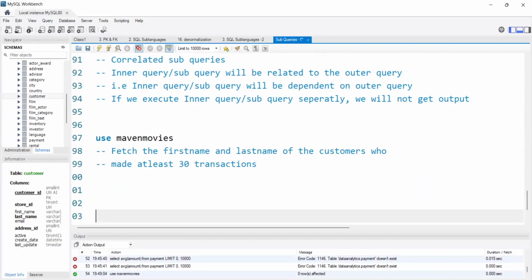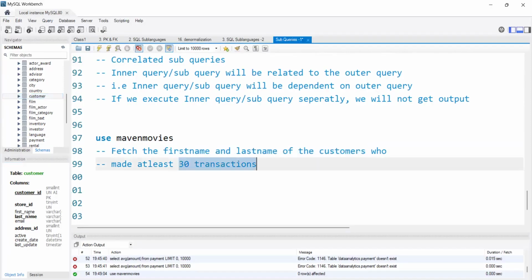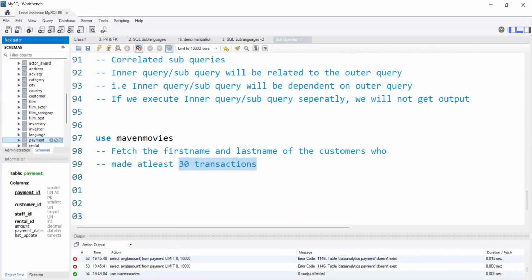That means I'm talking about the customer table. In the customer table only, I have first name and last name columns, right? I'm talking about 30 transactions, in the sense I'm talking about the payment table. In the payment table only, we will have all the transaction details. Transaction details is nothing but payment details. After making some payments, we call them transactions, right? So basically my question is, I need to display all the customer names who made at least 30 payments.